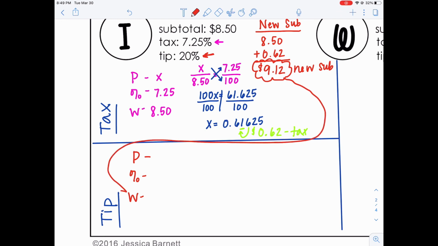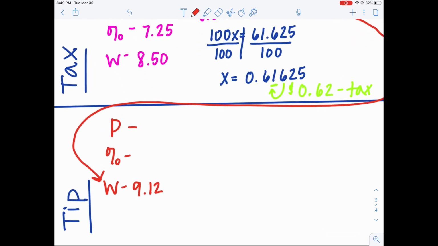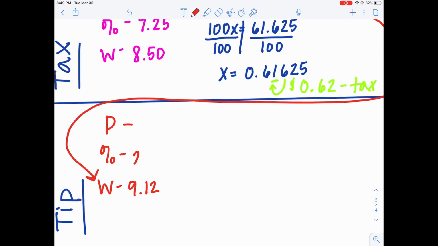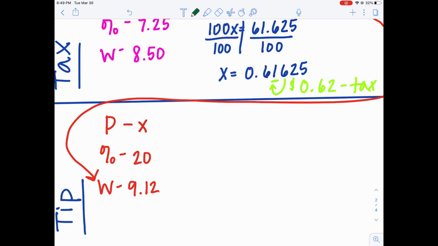So here I am writing it for the whole. So $9.12. Notice we're not using the original subtotal anymore. We're using the new subtotal, which was the original subtotal plus the tax. So $9.12 is your whole. 20 was the percent for the tip part, so I am putting 20 for the percent, and then X is the part. Using my percent proportion, X over $9.12 is 20 over 100.